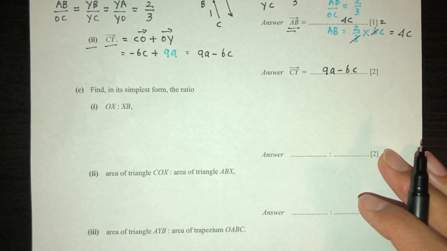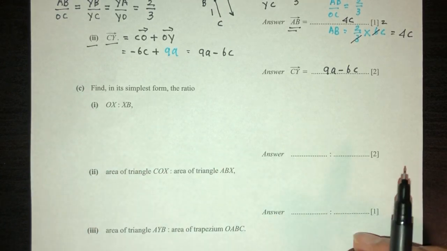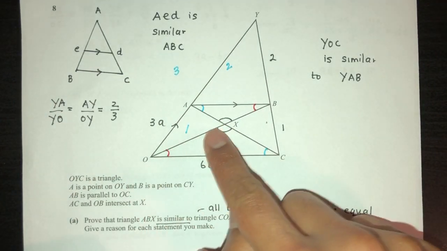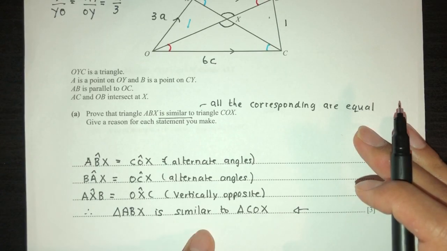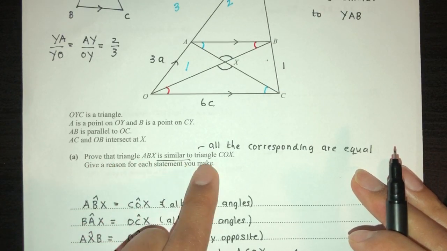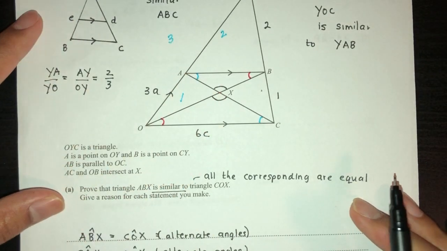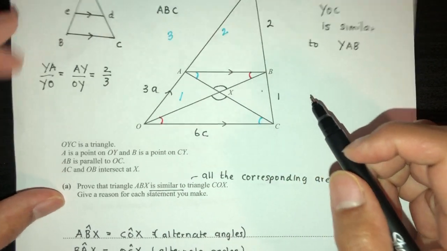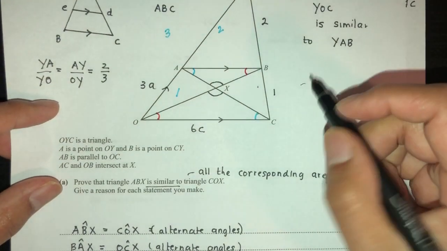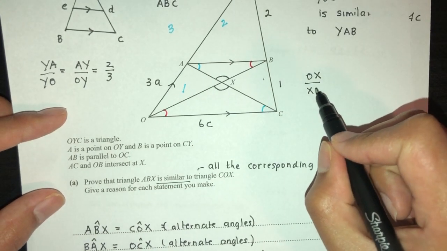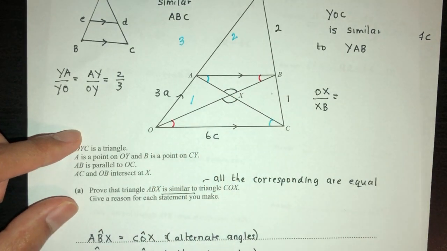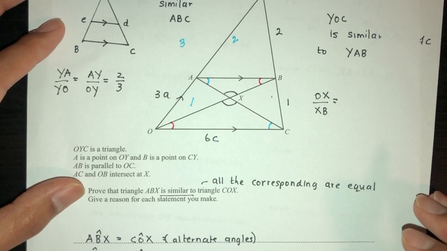Now, for part C, find in terms of its simplest form the ratio of OX and XB. So now, where is OX? OX is this one, and XB will be this one. So from part A, we have realized that triangle ABX is similar to triangle COX, which means that all the corresponding side, the ratios will be the same. So we want to find the ratio of, let me check one more time, it is OX over XB. That's the ratio we want to find. So how can you find that? Let's see what can we derive from these two triangles, right?